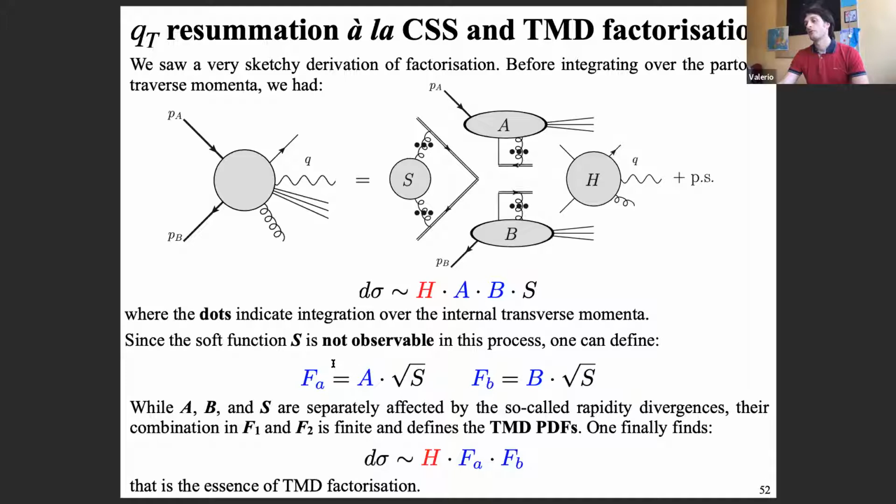So what you can do is define the TMD PDFs by absorbing the square root of S into A and the remaining square root of S into B. So you define the TMD PDFs like A square root of S and B square root of S. Now, remarkably, H, FA, and FB are all finite, but this is not true for the single pieces. I'm not going to say much about that. But anyway, the final form of TMD factorization is like this. You have a hard function and a convolution with TMD PDFs. And this is the essence of TMD factorization.